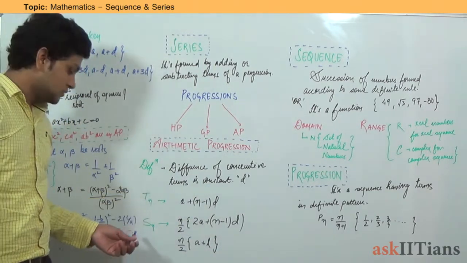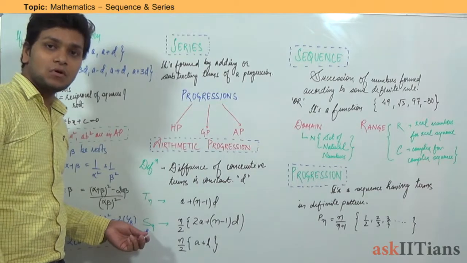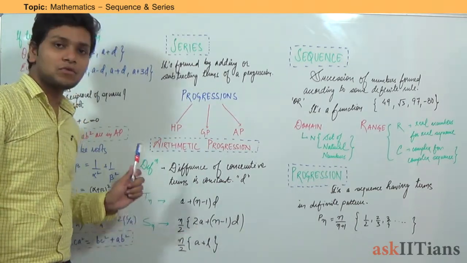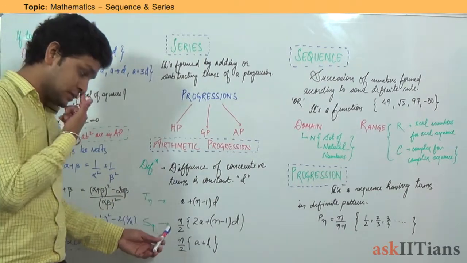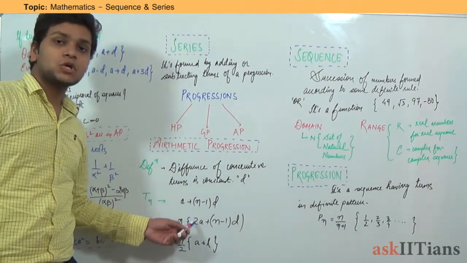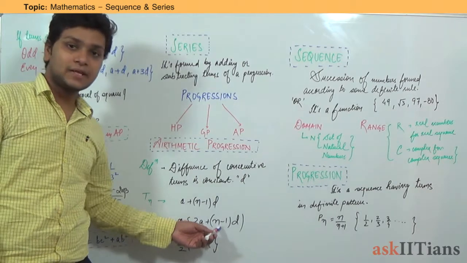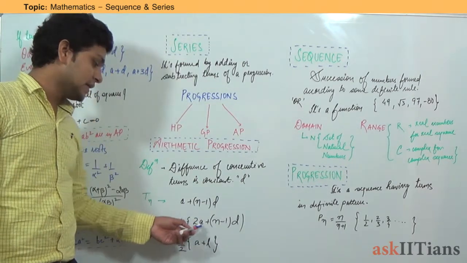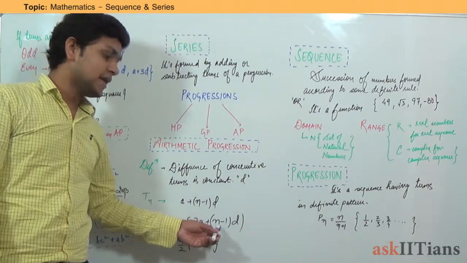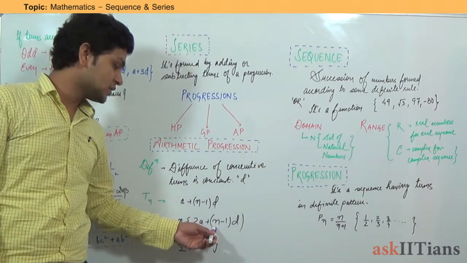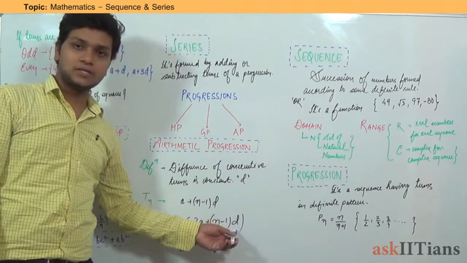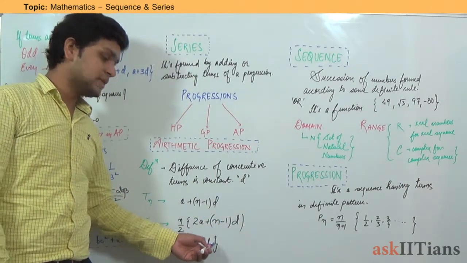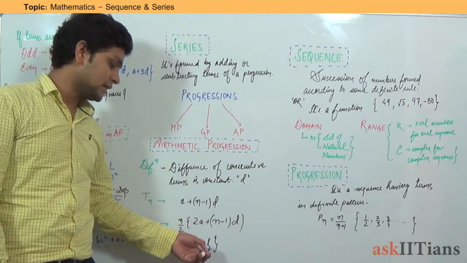Now we will come to the sum. This formula denotes the sum of the first n terms of a progression taken in increasing order from 1 to n. So S_n is n by 2 times (2a plus n minus 1 times d). In this case, n is the number of terms which we are considering for calculating the sum, a is the first term, and d is the common difference. This is also equal to n by 2 times (a plus l), where a is the first term and l is the last term.